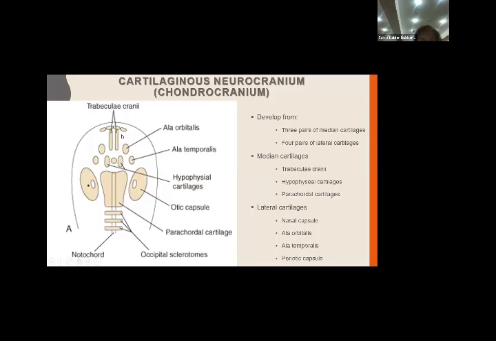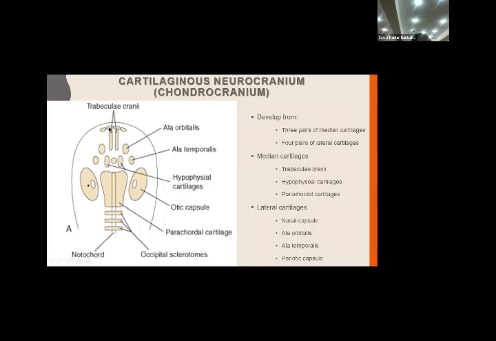The midline या median cartilages में ये देख लीजिए, trabecally crani, these are the trabecally crani. ये जो है ये hypophyseal cartilages हैं, and then this is the paracaudal cartilage, one on either side. ये बेटा notochord है running in the center. This is the notochord. ठीक है, मैं फिर नाम रिपीट कर देती हूँ midline cartilages के. ये midline में trabecally crani, hypophyseal cartilage, and then one on either side of the notochord ये है paracaudal cartilages.